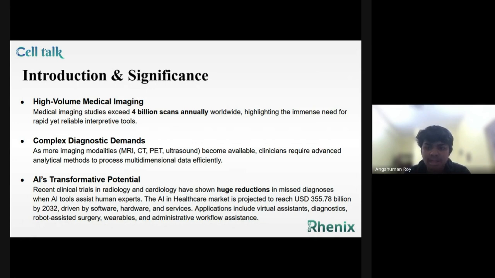AI's transformative potential is evident in recent clinical trials within radiology and cardiology, demonstrating significant reduction in misdiagnoses when AI-assisted tools are combined with human experts. Furthermore, the AI in healthcare market is projected to soar to around US$356 billion by 2032. This growth is driven by advancements in software, hardware, and services, with applications ranging from virtual assistants and diagnostic tools to robot-assisted surgeries.